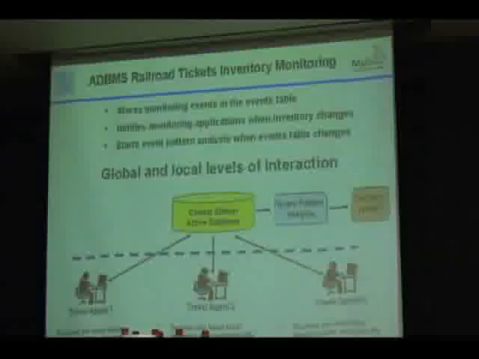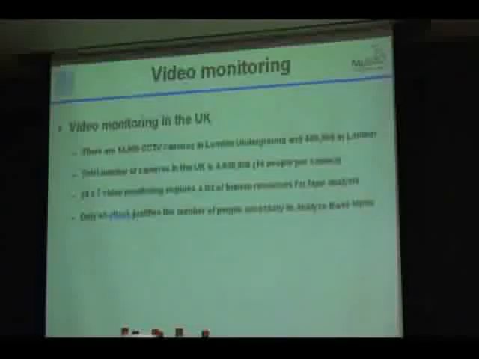Now I would like to present another monitoring example demonstrating the vital importance of event pattern analysis and knowledge sharing. And here I'm talking about video monitoring. There are about 14,000 closed circuit TV cameras in the London underground and about 400,000 in London alone. The total number of cameras in the UK is about 4 million, so it's about 14 people per camera. However, video monitoring produces so much data that only an attack justifies the number of people necessary to analyze those tapes.